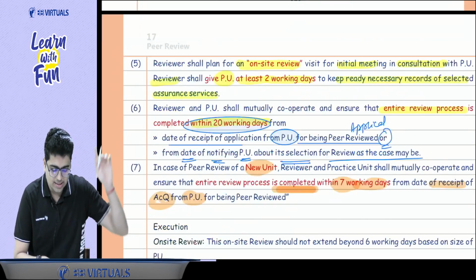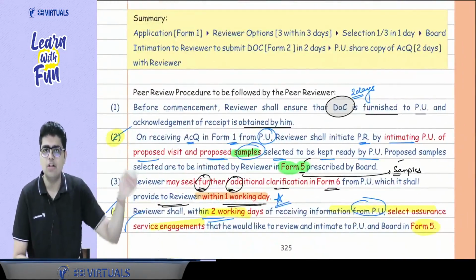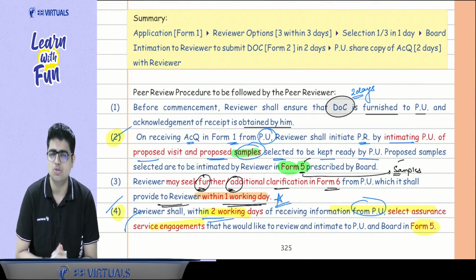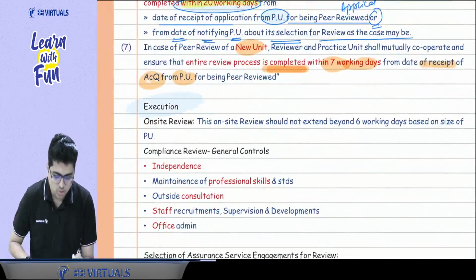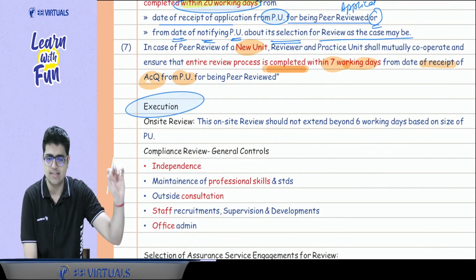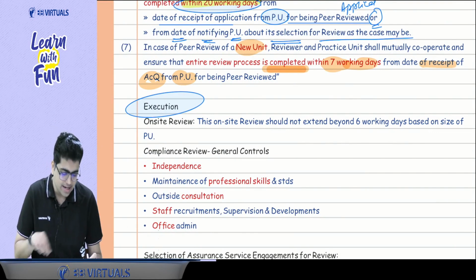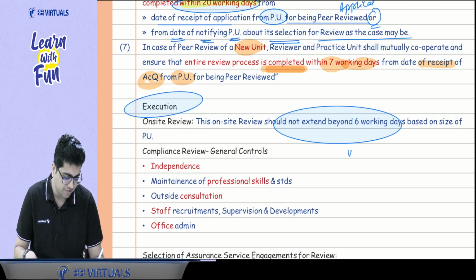Now, in the first stage, the reviewer was appointed. In the second case, reviewer was provided with the application cum questionnaire from which he selected the samples. Now, in the third case, he will actually go to the practicing unit and start verifying the samples, and that process is called the on-site review. And remember, the on-site review will not extend beyond a week.